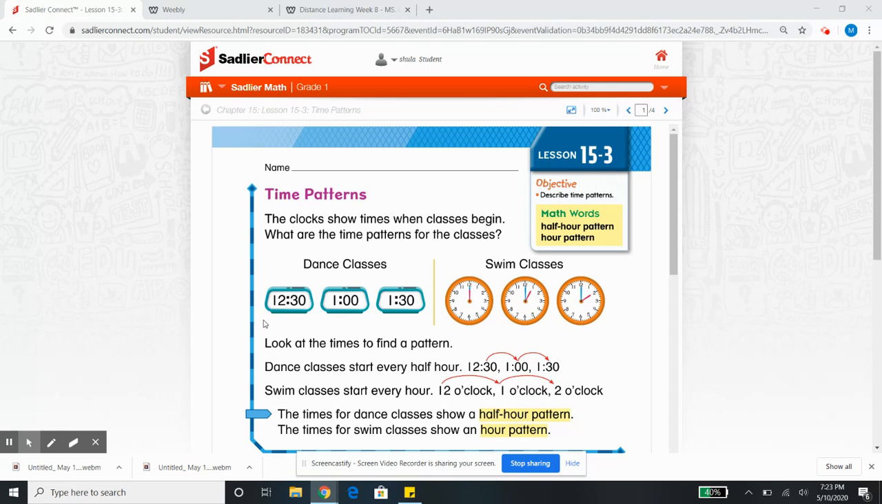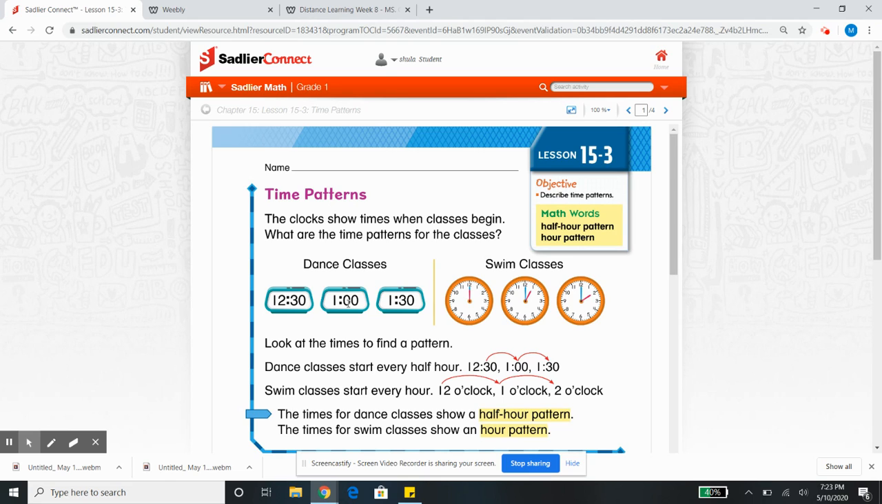So let's start here with the dance classes. We're going to look at the digital clocks right here. Remember, on this side, we're going to focus on the hour, and on this side, we're going to focus on the minutes. So read this from left to right. What time is this? Okay, good. It's 12:30. Awesome.